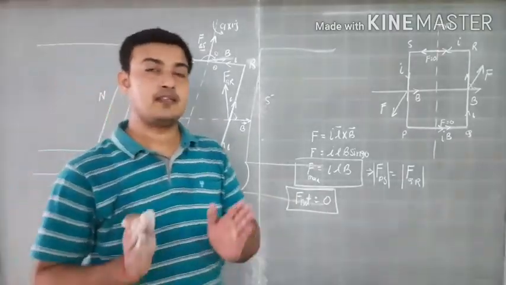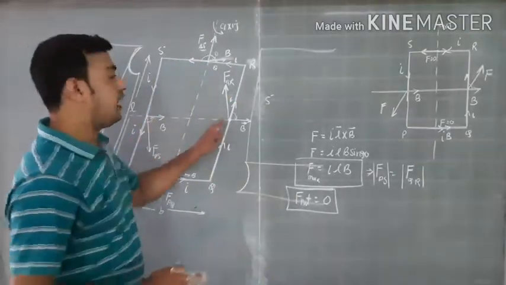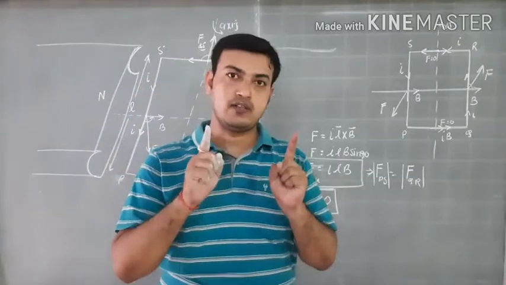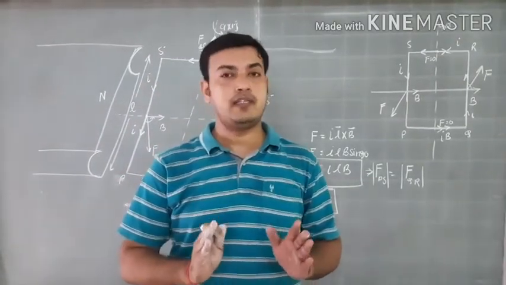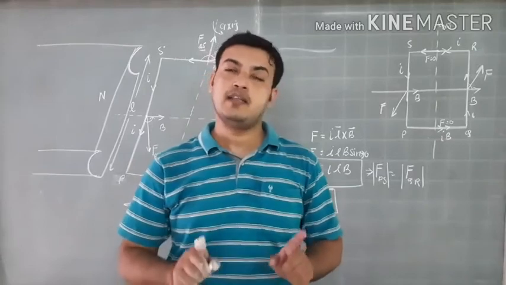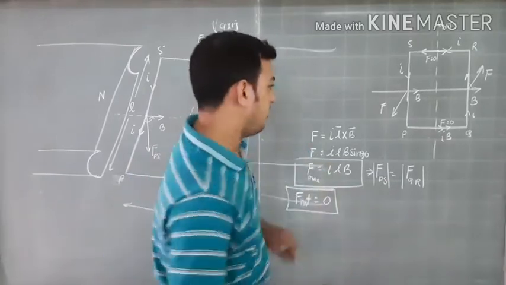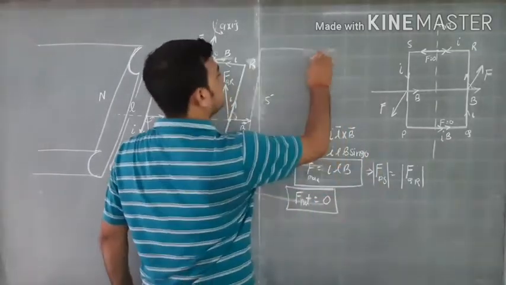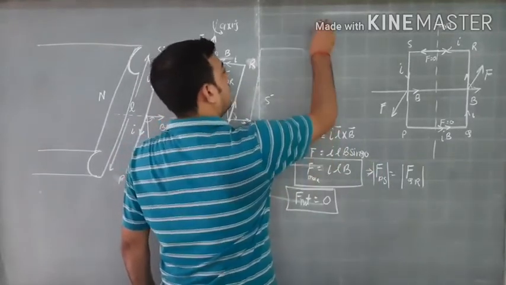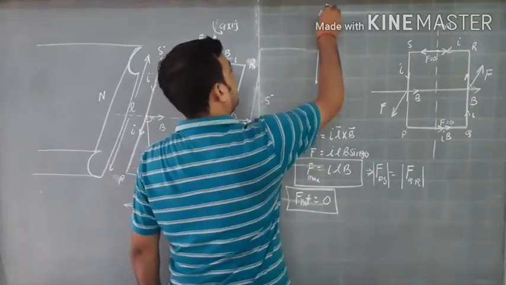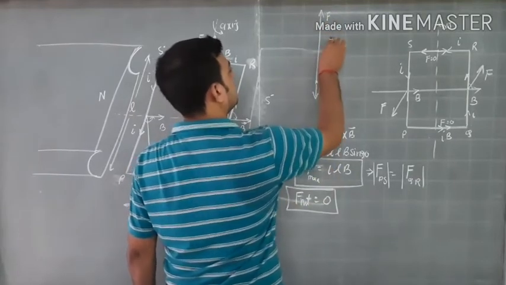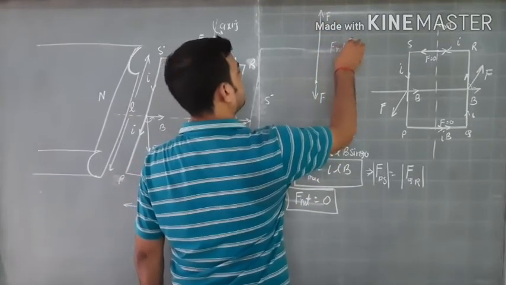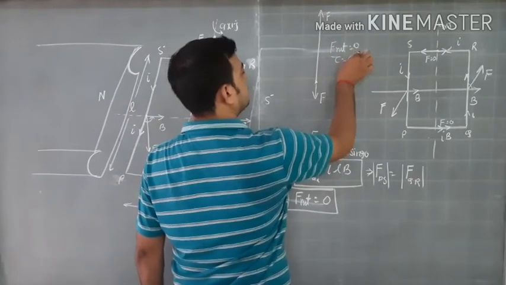But these two forces are not acting along the same line. So if the forces are equal and opposite, but they are not acting on the same line, then they produce a torque. I will tell you here, just consider the case. This is a rod. One force is acting upward, the other force is acting in the downward direction. Both are equal and opposite. So net force is 0, and torque is also 0.